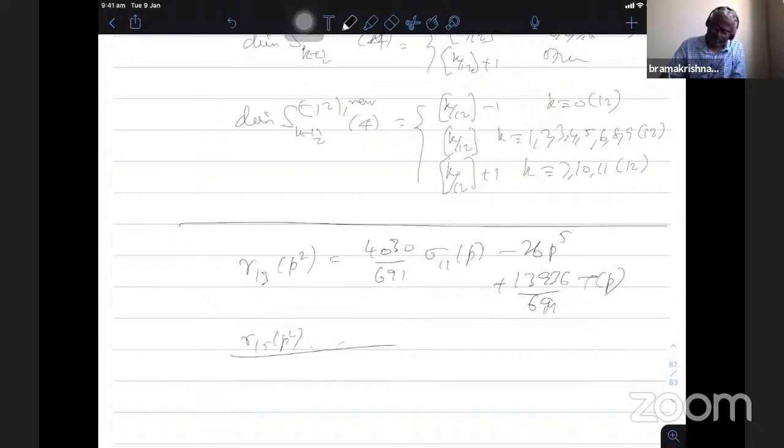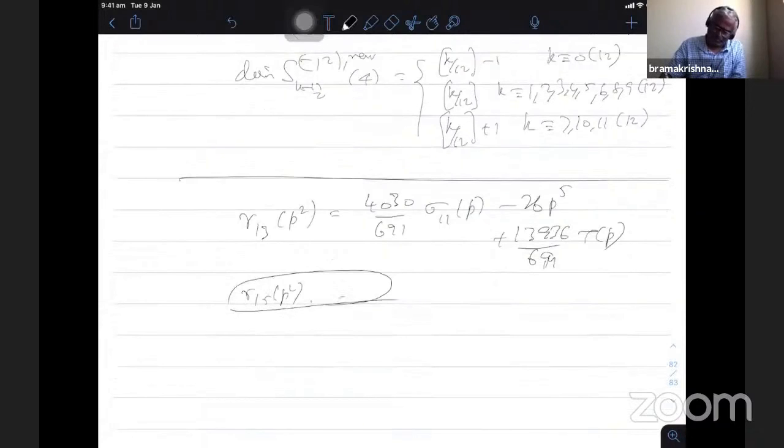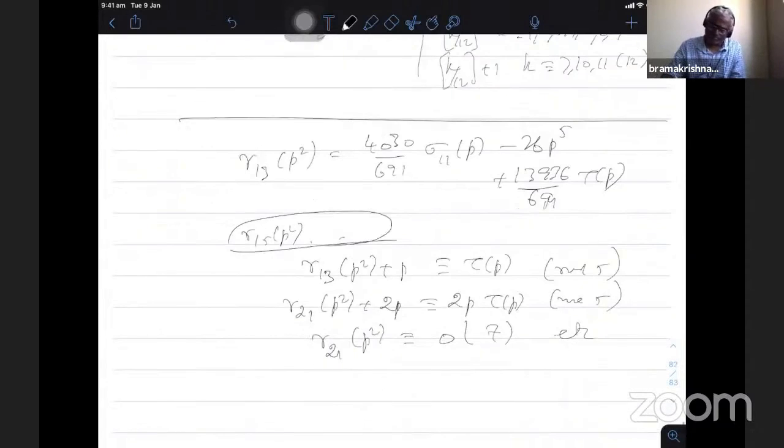Another property, using this formula, we could see that r_13(p^2) plus p is congruent to tau(p) modulo 5. And then r_21(p^2) plus 2p is congruent to 2p tau(p) modulo 5. And then r_21(p^2) is congruent to 0 modulo 7. So one can derive many congruences like this.